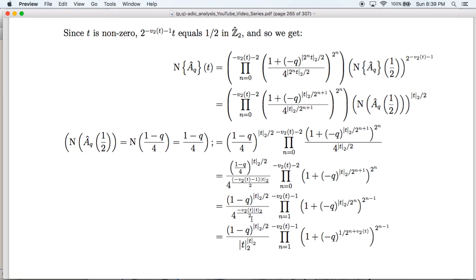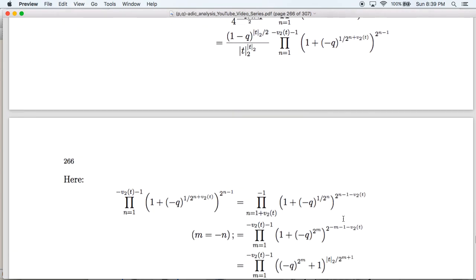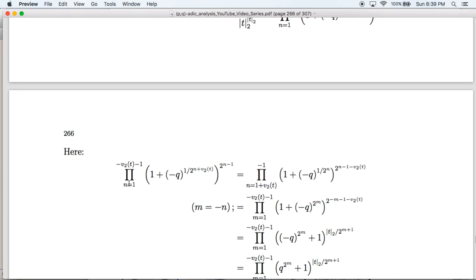2 to the negative v2 of t is just t2, so this is t2 to the t2. t2 to the t2 is fun to say. Here, we're going to increase the index n by 1, which means we decrease it by 1 in the product. And then, just as a common trick, this is 2 to the negative v2 of t, so we'll pull that v2 of t to the bottom, and we get this. And now this is just a simple thing. We're going to go from n equals 1 to negative v2 of t minus 1. I'm then going to decrease n here by v2 of t, and then increase it here.